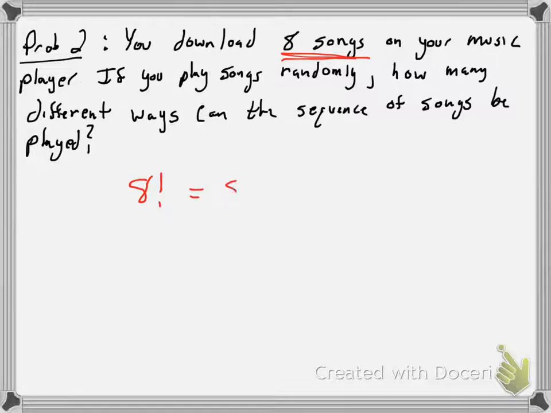8 factorial actually represents 8 times 7 times 6 times ... 2, 1, all the way down to 1, and that's going to give me 40,320 different combinations.